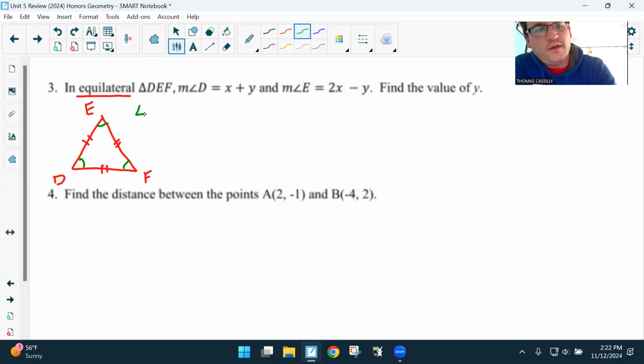So we could say angle E is 60. We could say angle D is 60. We could say angle F is also 60. All right, well, take a look. We know angle D is x plus y. We know angle D is 60. So I'm going to say x plus y equals 60.